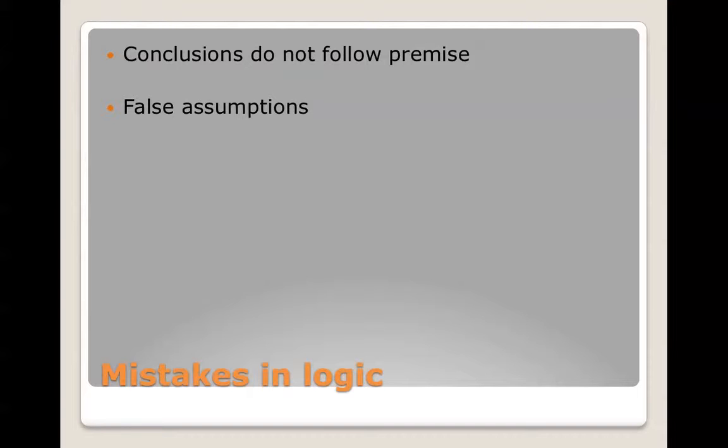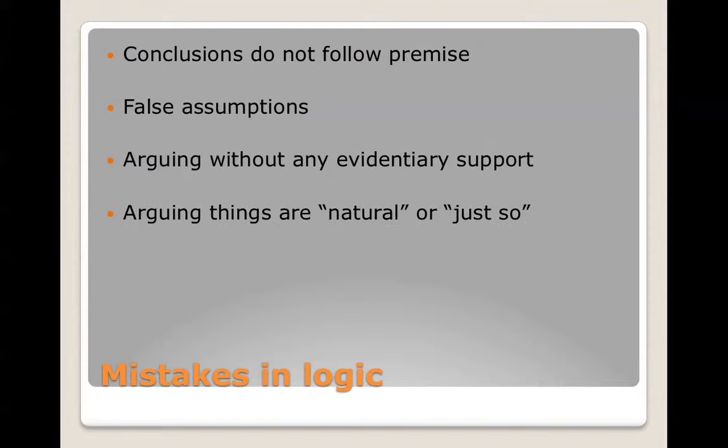Making false assumptions. So some people might read my earlier statement about the American dream and it being about a better life. They might read that as false. Some people may have different definitions of the American dream, and so they would not follow and not trust my logic. Arguing without any evidentiary support. We're going to get to some examples in just a second. That seems pretty clear to me.